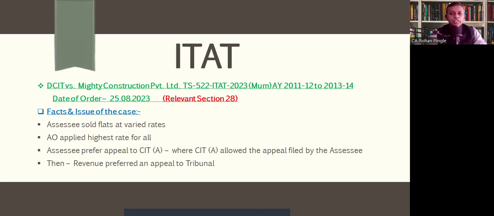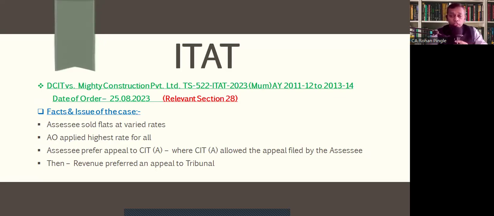ITAT first case, PCIT versus Mighty Construction Private Limited, ITAT 2023, Mumbai, AY 2011-12 to 2013-14, and date of order is 25th August 2023. The relevant section for this case is Section 28 of the Income Tax Act 1961. So let's understand the facts and issue of the case. Assessee sold flats at varied rates. AO applied highest rates for all.